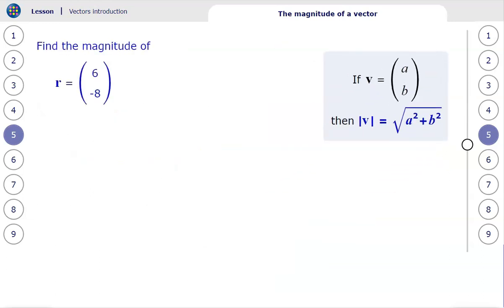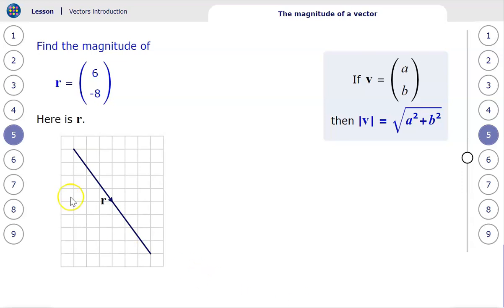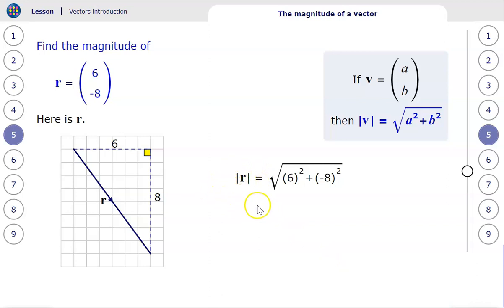So if we keep that in mind, if I think about the magnitude of the vector r, that is the column vector 6 minus 8, there is the vector r. I've gone 6 across and I've gone 8 down. So if I use Pythagoras, it's going to be the magnitude of r, and we recognize the magnitude of r by having these double lines around either side of r, and that's going to give me the square root of 6 squared plus minus 8 squared, in other words, the square root of 100, which is 10. So the length of the line r, or of the vector r, is 10.